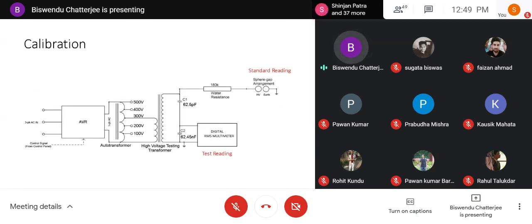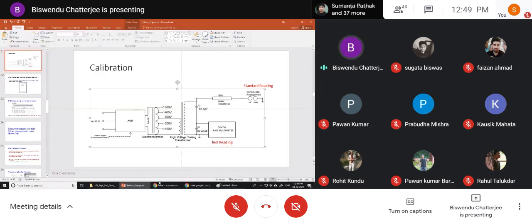So you wait for any other instructions and accordingly do this, but remember some of the things: what is water resistance, why an ordinary multimeter can be used, divided by 1000, what is the role of this auto transformer, AVR, automatic voltage regulator, high voltage testing transformer. Okay, these things. So I end here.